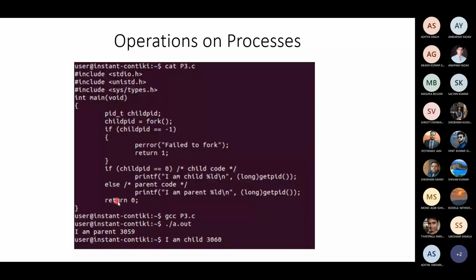Okay, so first the parent process is printed. The parent process will come and print its parent ID. Then the fork system call will create its child process. By the time the child is created, the child PID will become 0. Then the child will execute. Because this is an if-else condition, only one of them will execute. Does this make sense?